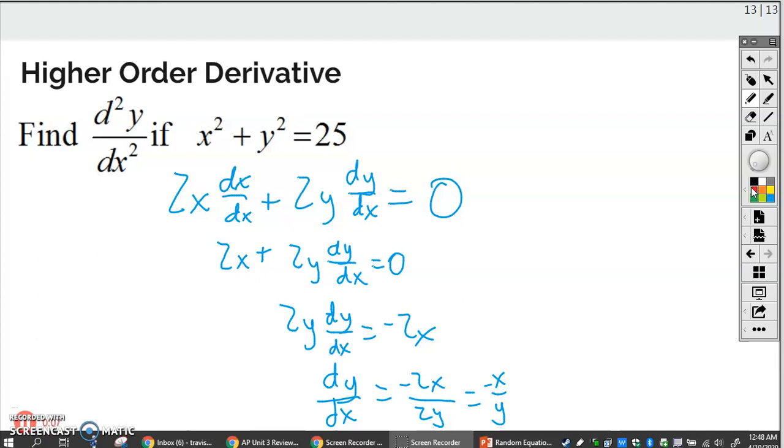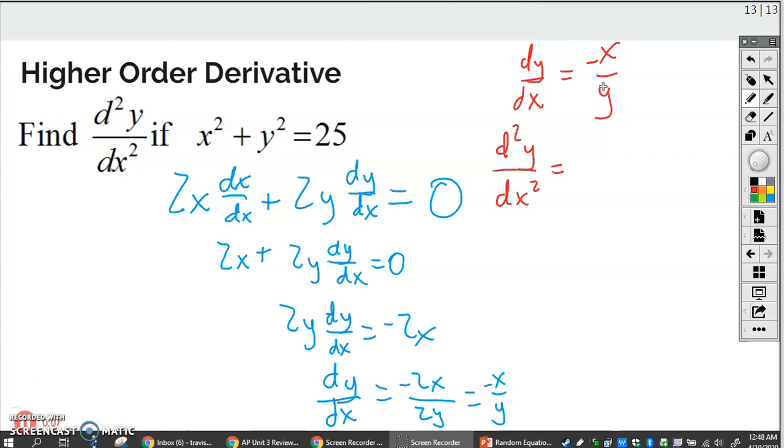At this point, I'm going to rewrite this equation, dy/dx equals negative x over y. Right now I have the first derivative. If I want to get the second derivative, I just need to take the derivative again. So take the derivative on both sides. Derivative of the first derivative is the second derivative.